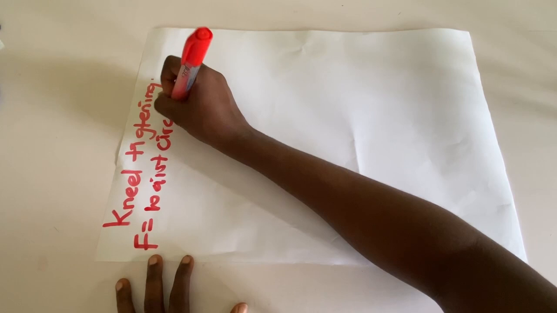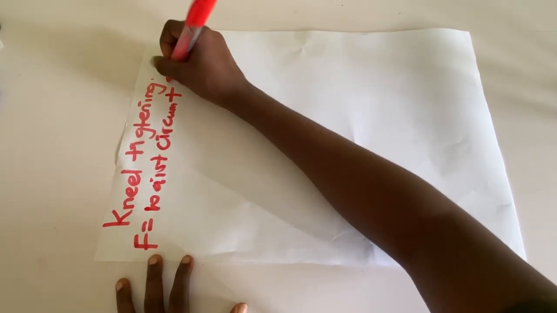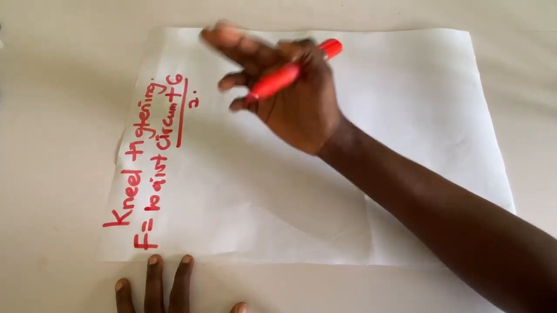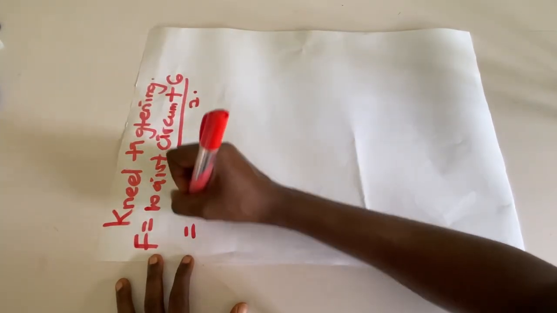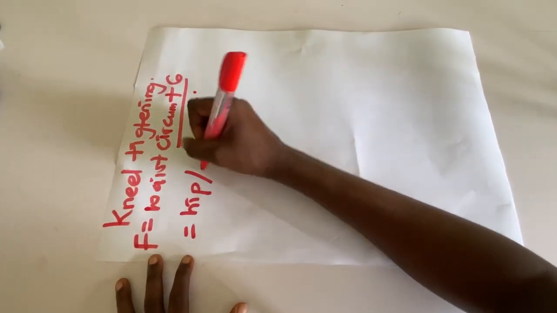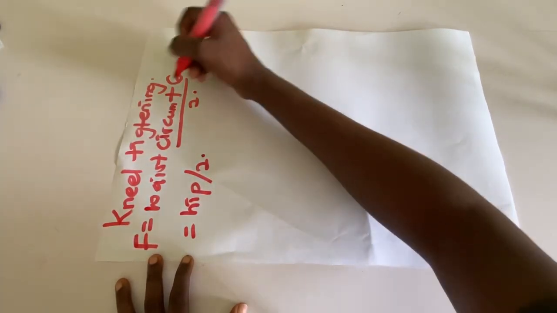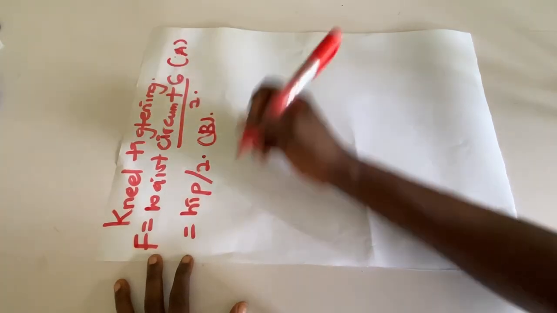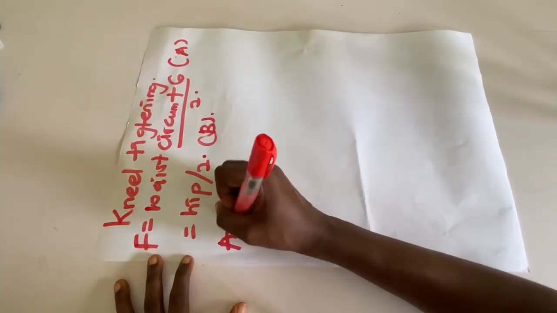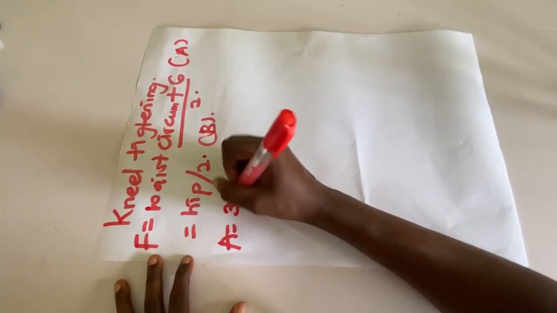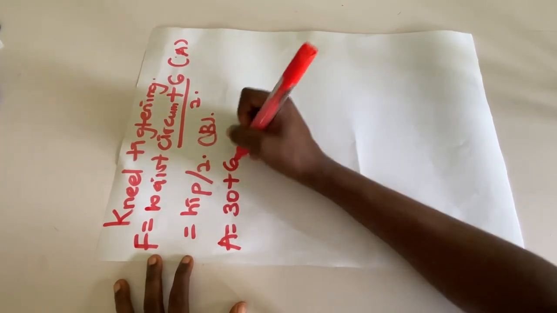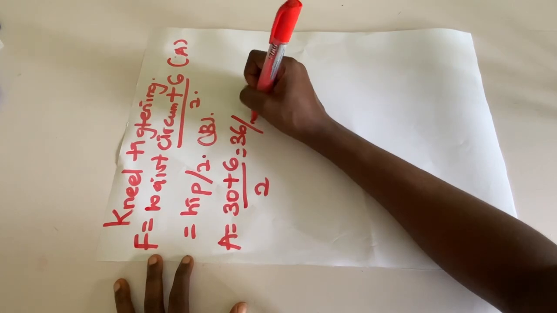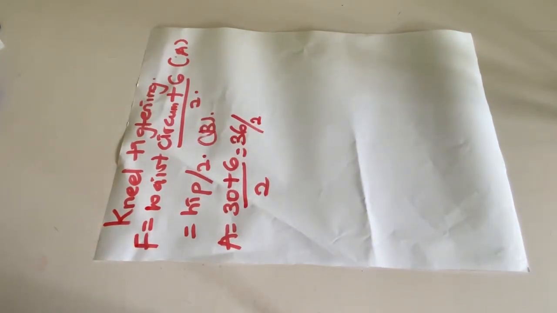Your waist circumference plus 6, divided by 2. Let's call this formula A, because we also have your hip circumference divided by 2, which I'll mark as B. For A, assuming your waist circumference is 30, plus 6 inches divided by 2, you have 36 divided by 2, which gives you 18.